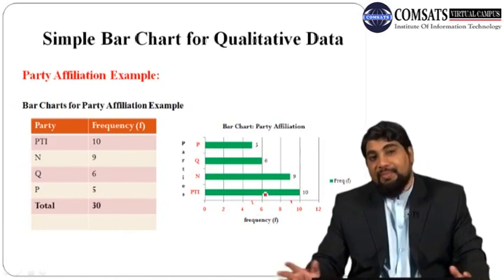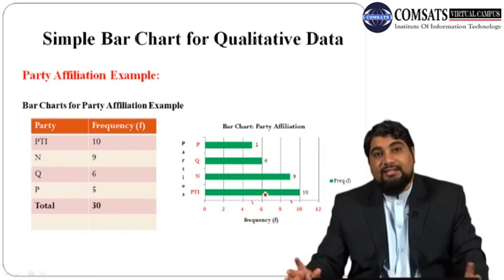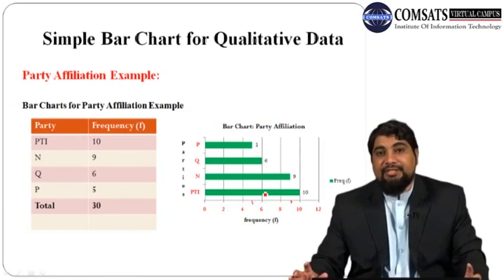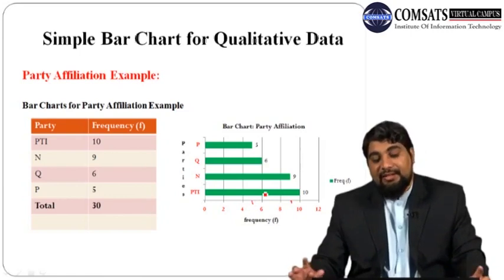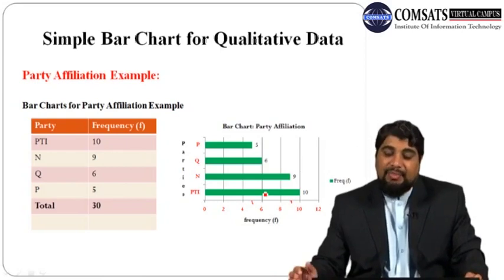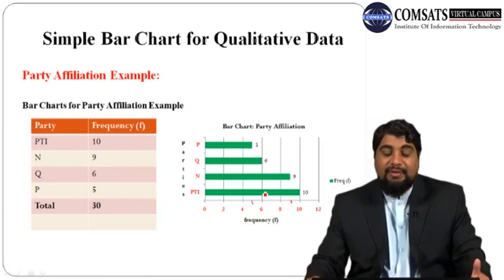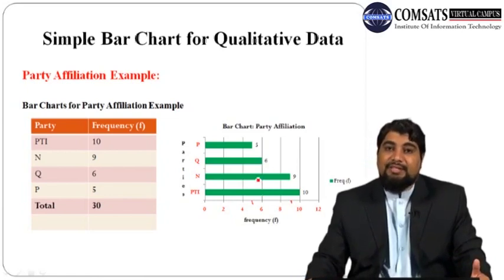So that's it. Here this is the horizontal bar chart. The previous was the vertical bar chart. So the only difference between the two types is that now the bars are drawn in horizontal direction instead of vertical direction. Now parties are along the y-axis, whereas the frequencies are taken along the x-axis. So this is how we can construct a simple bar chart.